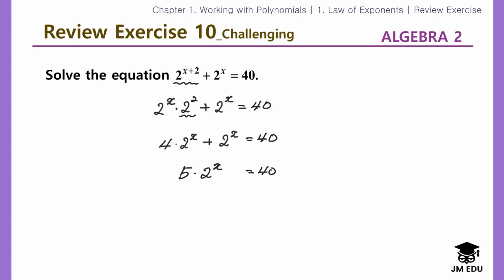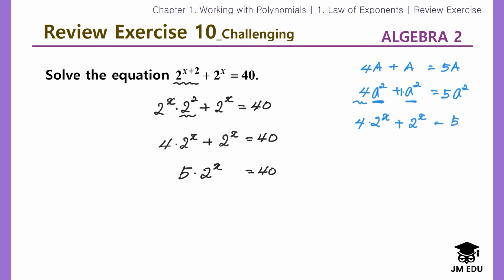Just like if we have 4a plus a, that's going to be 5a, right? Like 4a squared plus a squared, we have 4 of them, a squared, 1 of them. So 4 plus 1, that's a squared, 5 of them. Does that make sense? 2 to the x, we have 4 of them. 2 to the x, 1 of them. Add it, that's going to be 5 times 2 to the x, right?